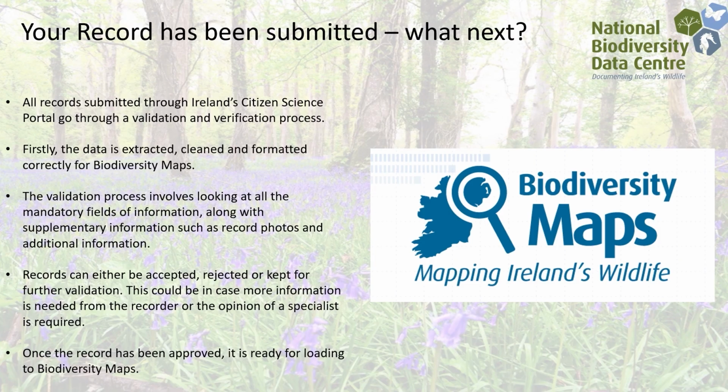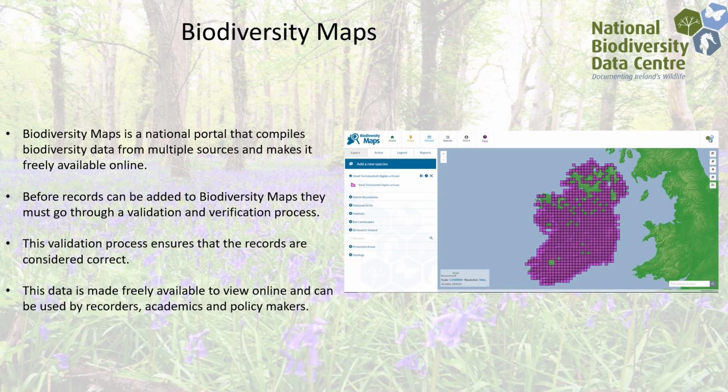After that process has taken place, the records can either be accepted, rejected, or kept for further validation. They might need to go out to another specialist or something like that. It's only after all that is completed that it's ready for Biodiversity Maps itself. Biodiversity Maps is the other hand in the data infrastructure. It's where all our distribution maps are displayed, and all the data is freely available to view online. So the validation part is really important. This is where you want to go if you are looking for proper information.